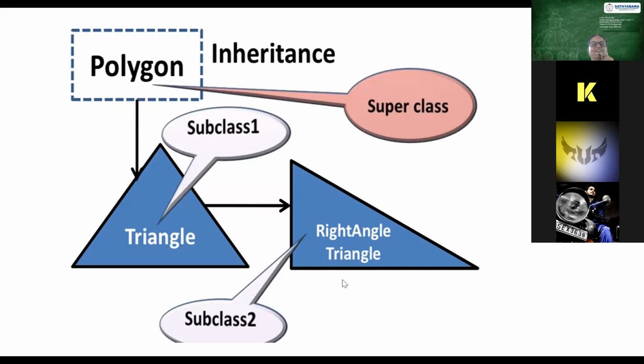Can we get as many derived classes as we want? Yeah, we can get it. Yeah, Rekha. That's why we have types of inheritance.